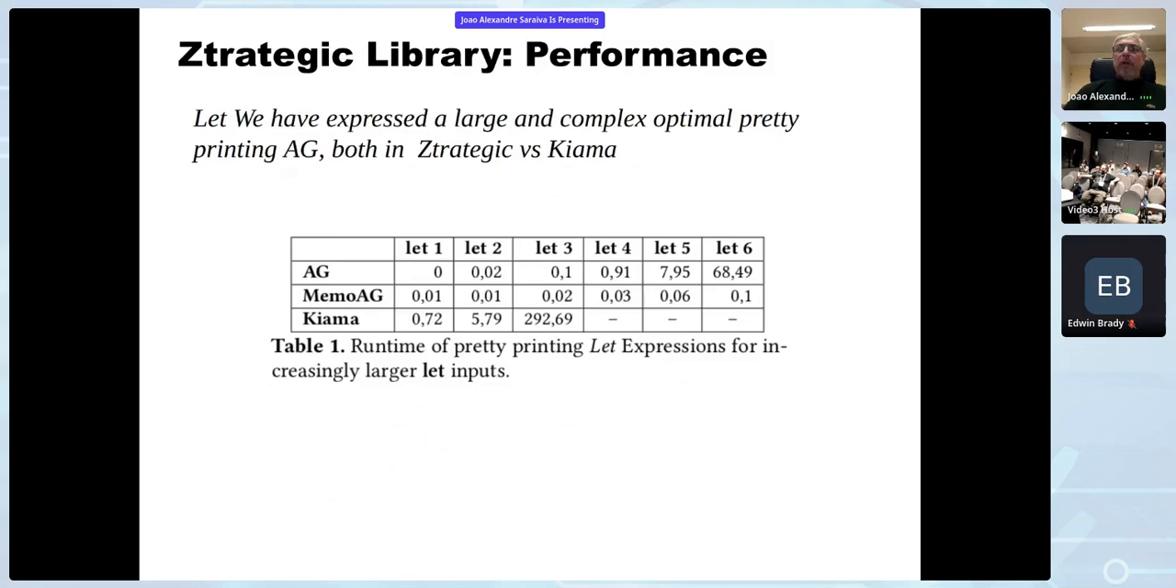Finally, we also implemented a complex optimal pretty printing algorithm that is expressed as an attribute grammar. It was defined by my PhD supervisor a long time ago, and it's a complex algorithm. We also tried to understand what's going on between our implementation and the Kiama implementation. You can see here the results: our implementation with memoization is of course much faster than our implementation without memoization. But surprisingly, Kiama stopped after three examples. We were increasing the size of the inputs until Kiama couldn't produce a result.